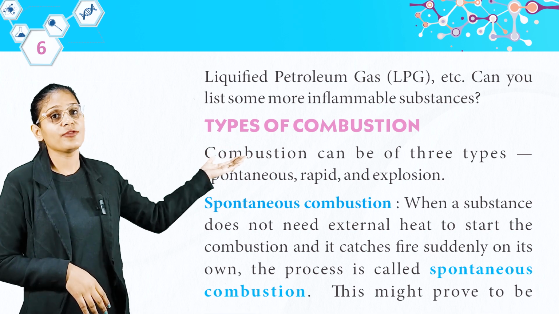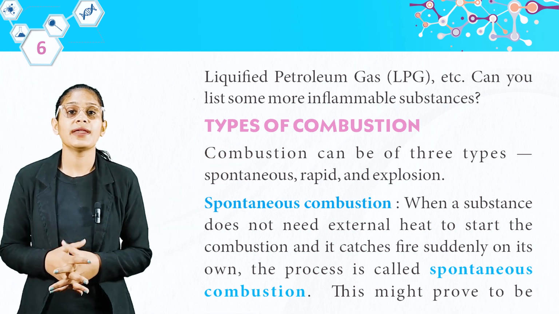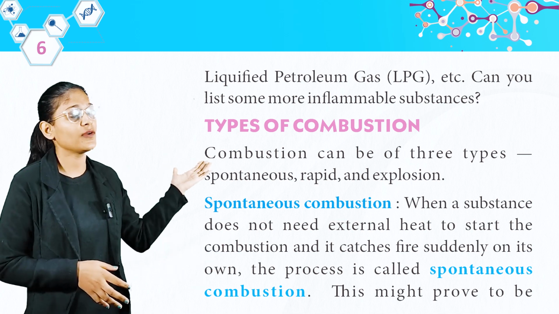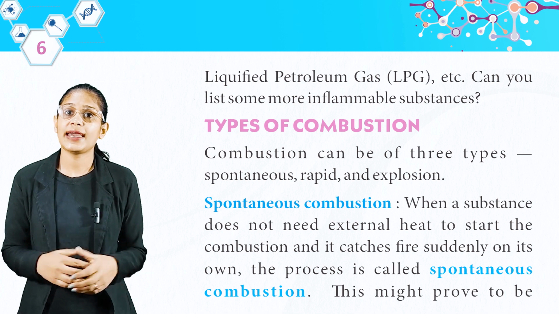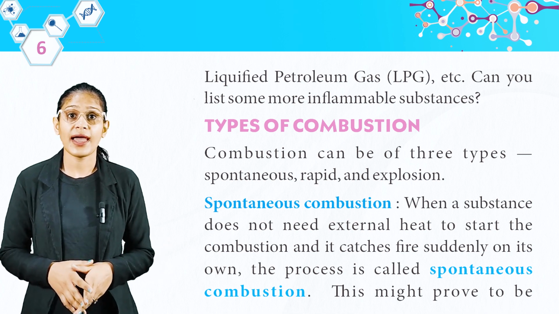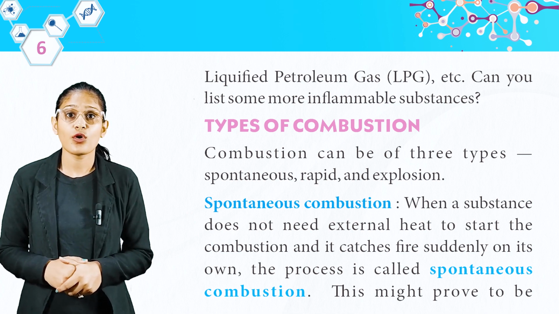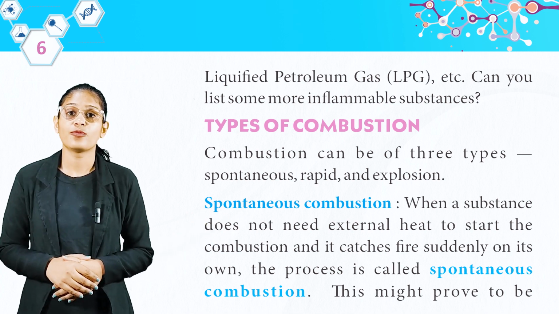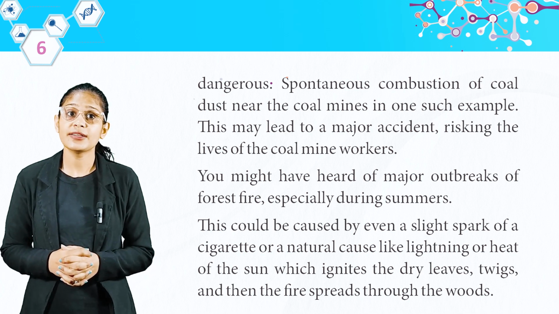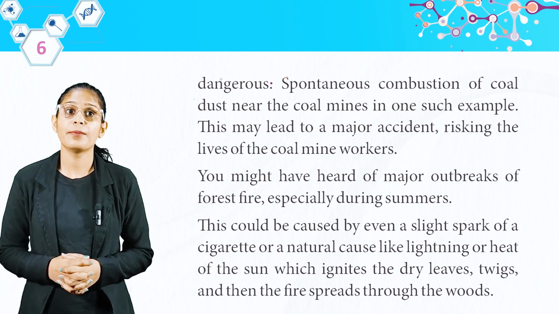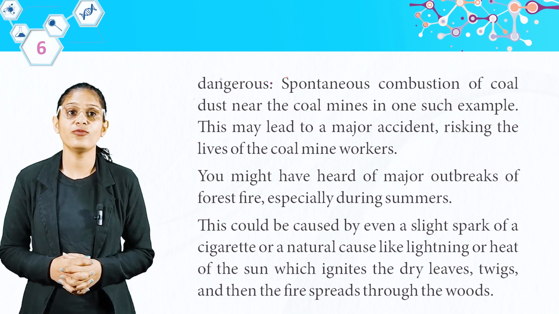Here, types of combustion. Combustion can be of three types: spontaneous, rapid, and explosion. Here, first we have spontaneous combustion. When a substance does not need external heat to start the combustion and it catches fire suddenly on its own, the process is called spontaneous combustion. This might prove to be dangerous. Spontaneous combustion of coal dust near the coal mines is one such example. This may lead to a major accident, risking the lives of the coal mine workers.